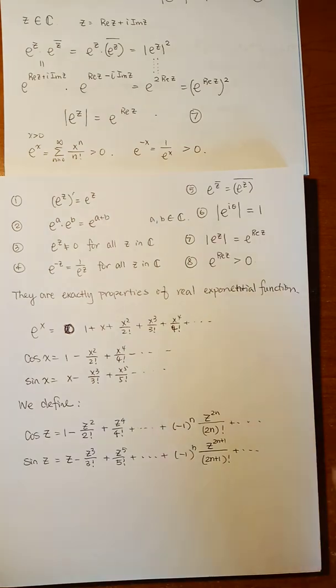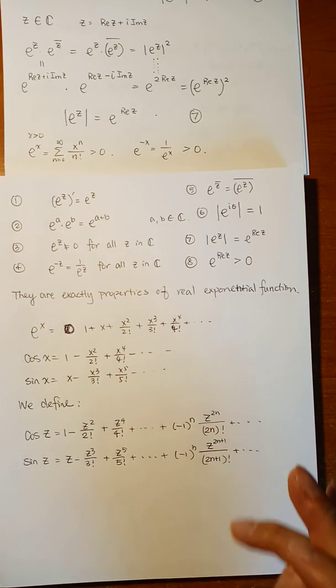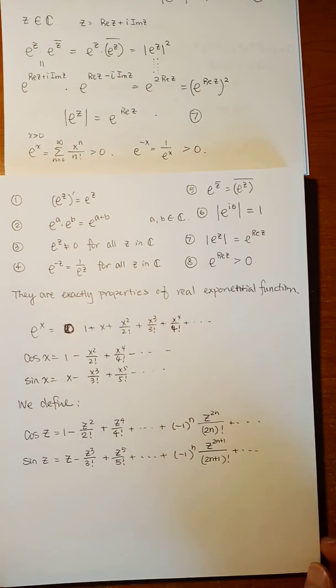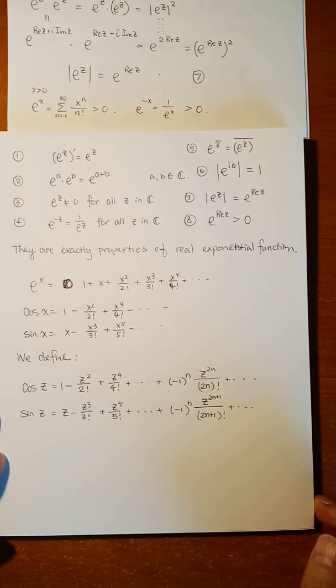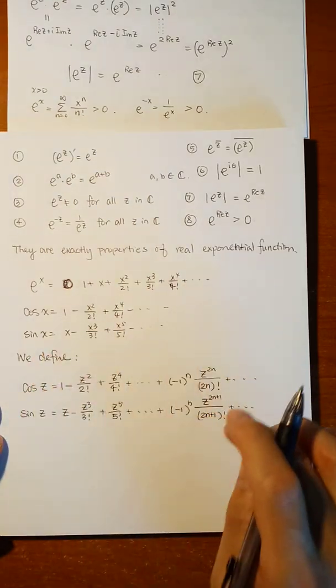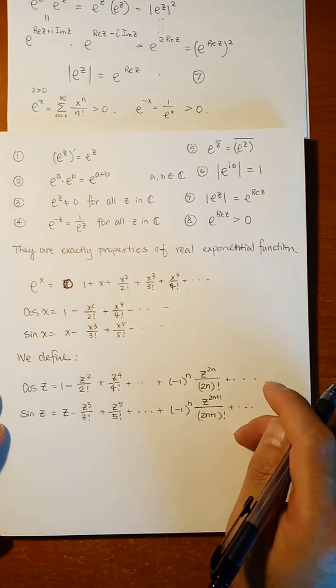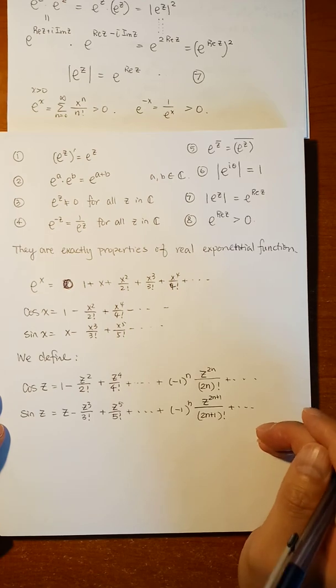Okay, so that's how we define the complex cosine and sine, the complex trigonometric functions, by the same power series. And you can examine that each of them will have infinite radius of convergence.